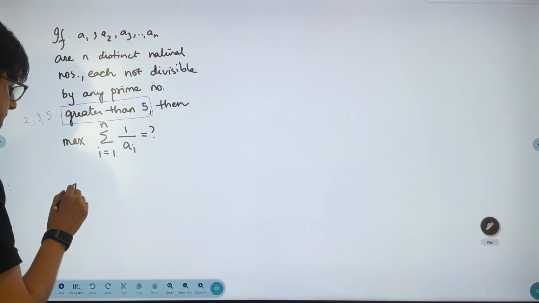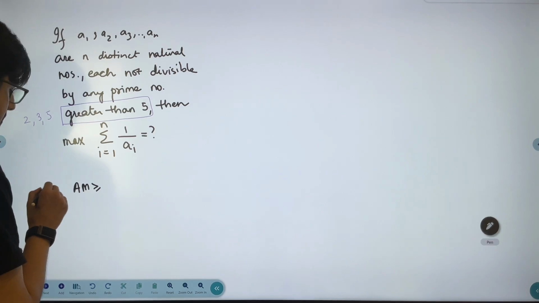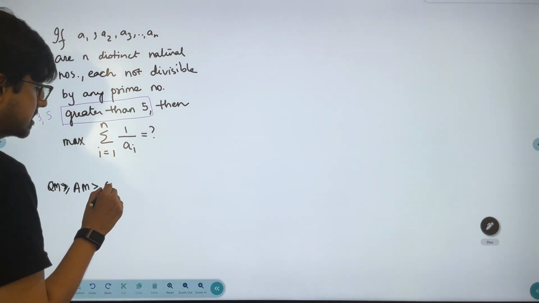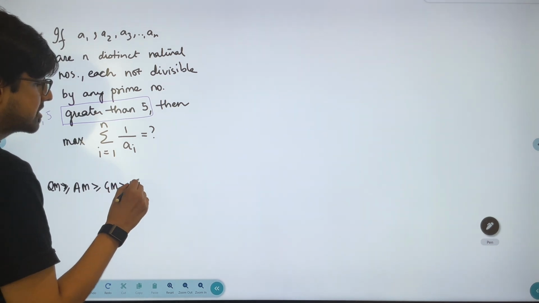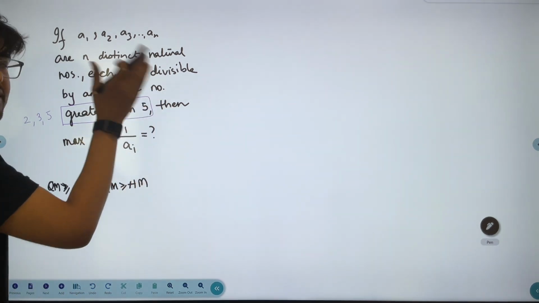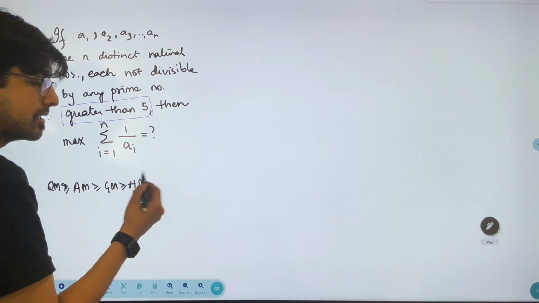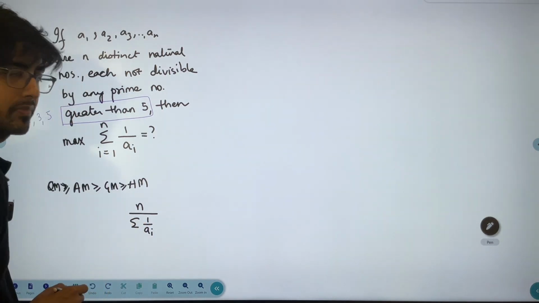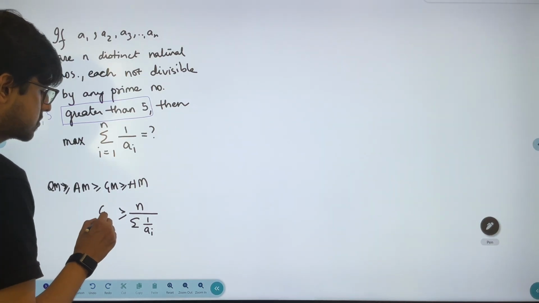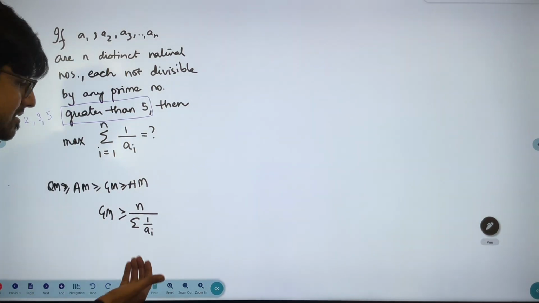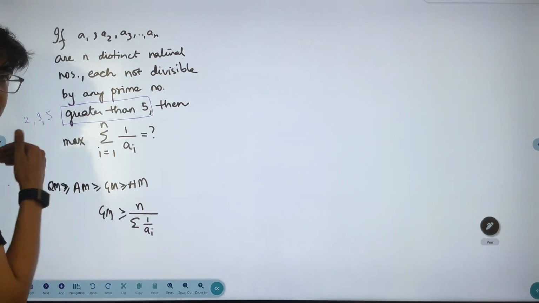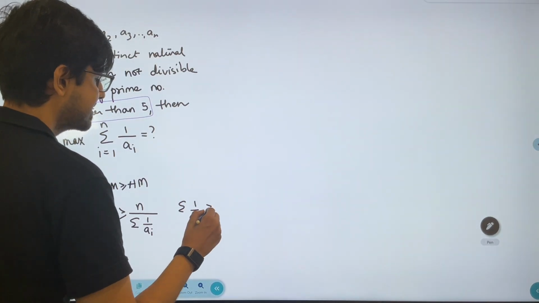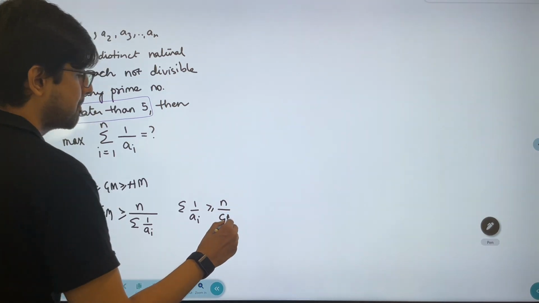Let's do AM greater than or equal to, you can also take QM or RMS, however you want to call it, GM greater than or equal to HM. Now HM has this summation 1 by AI, but the harmonic mean is n by summation 1 by AI. Let's say this is greater than or equal to GM, right? What happens is, if I throw this denominator to the other side, I will get summation 1 by AI is greater than or equal to n by GM.